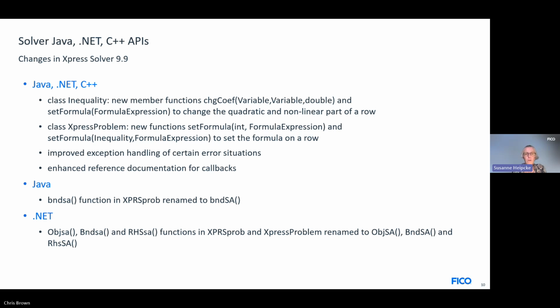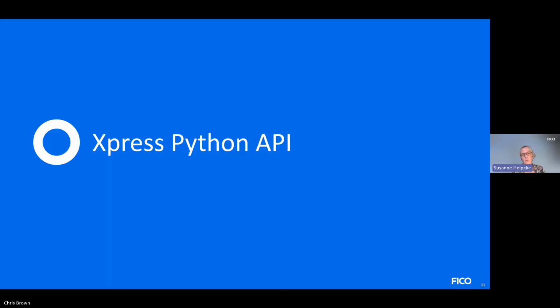Okay, next please. And then specific changes, always having in view as similar a look and feel as possible between the different interfaces without really sacrificing the language specifics. So we have renamed a couple of routines that relate to sensitivity analysis. Yeah, and with this one, I would like to hand over to the Xpress Python API, which will be presented by Chris Brown.